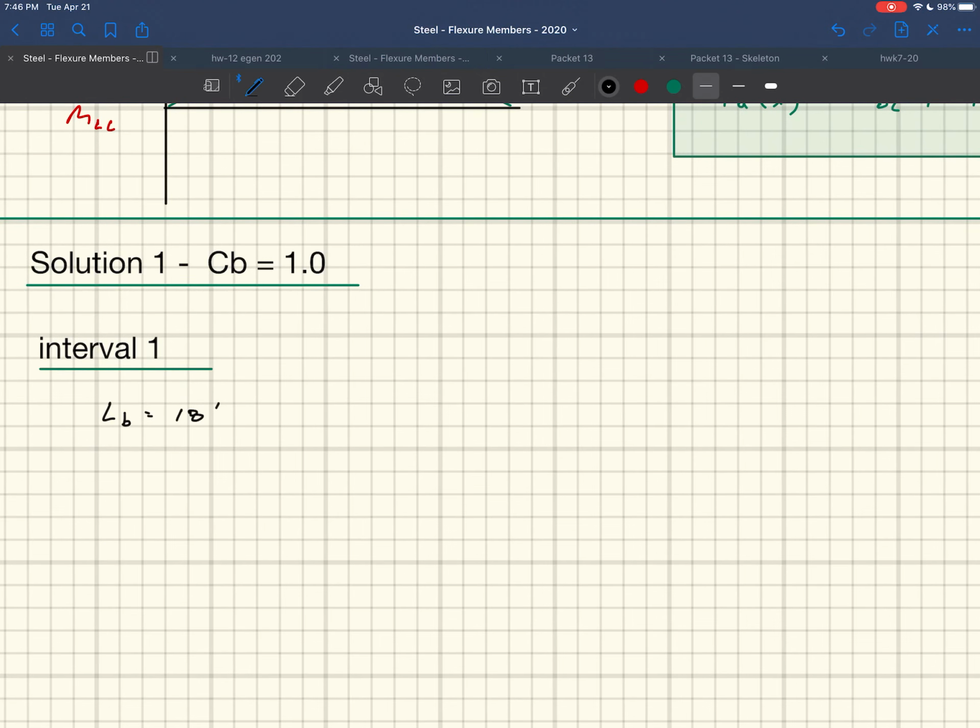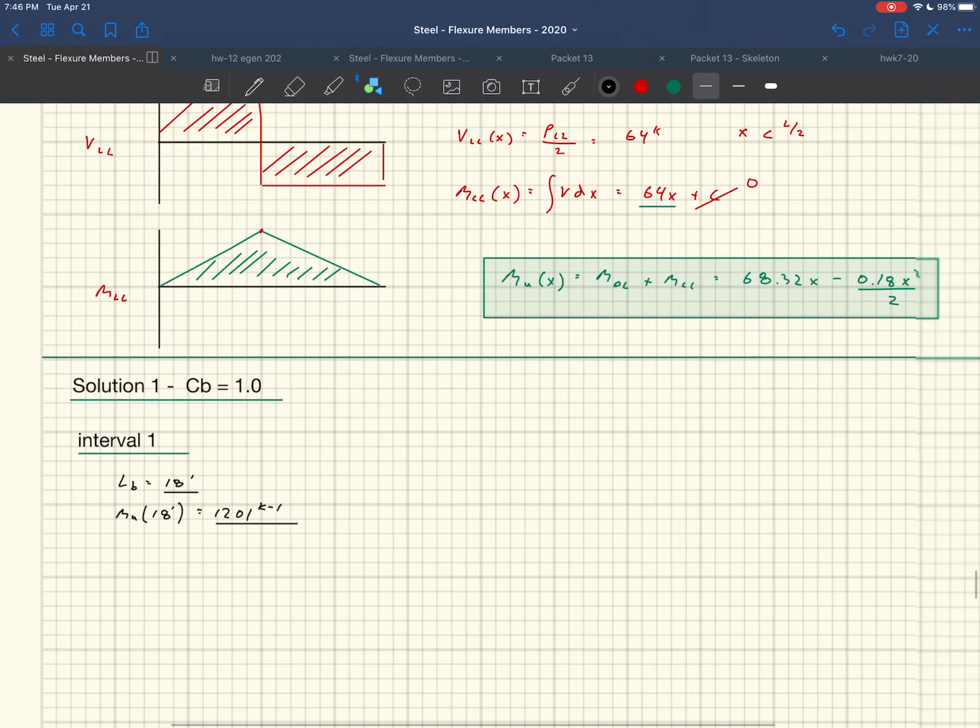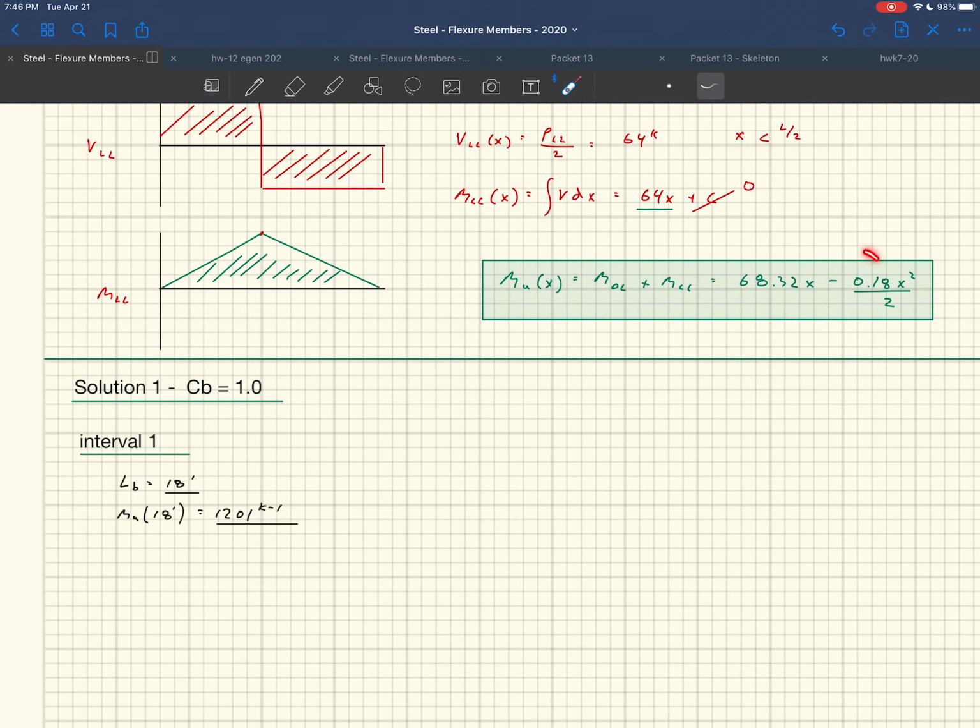And then MU, the worst case moment, is going to be at 18 feet. MU at 18 feet is going to be 1201 kip-feet. Where did that come from? I just plugged 18 feet into this equation right here, 18 there and 18 there, and what you get is 1,201 kip-feet. So 1,201 kip-feet with 18 feet of unsupported length.